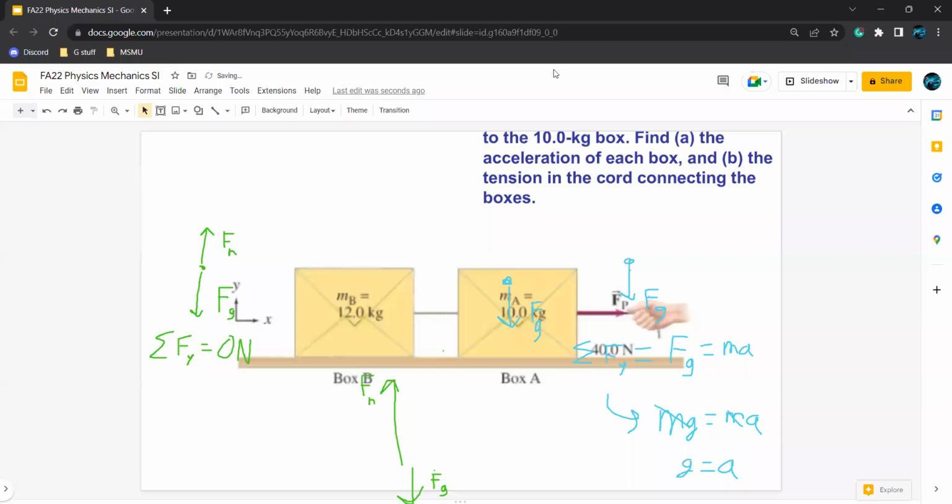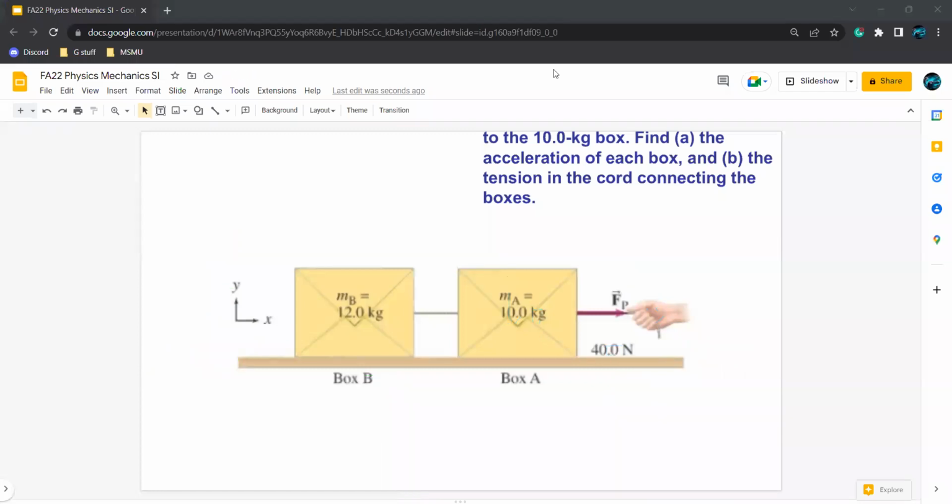Okay. This one's a little more difficult, where you have two boxes and someone pulling on them. First, you need to draw all your free body diagrams, right? They have normal force A, big A. You also have your normal force of B over here.